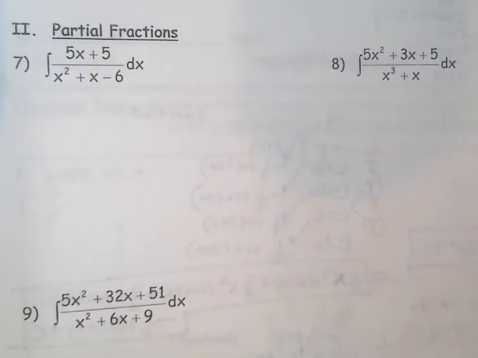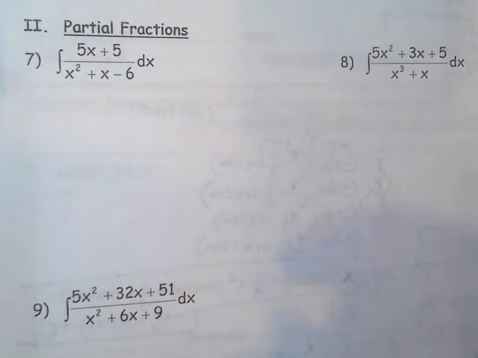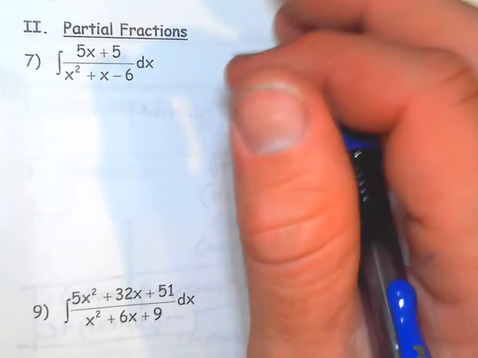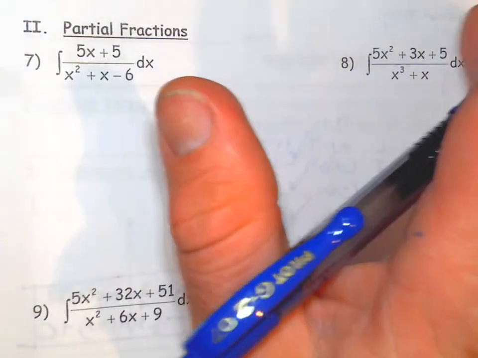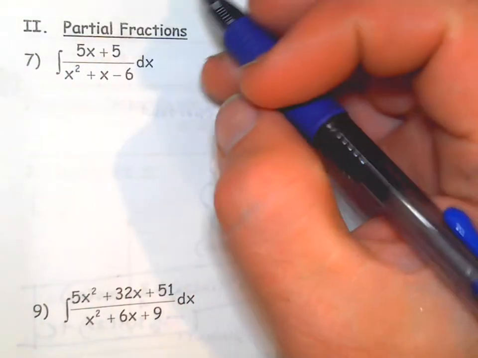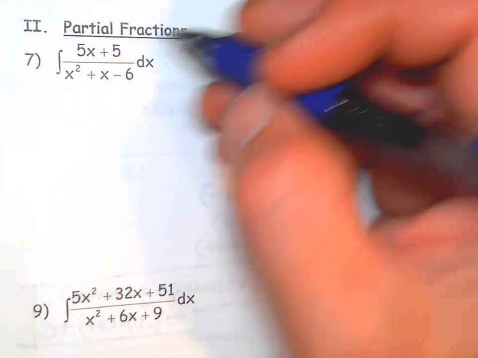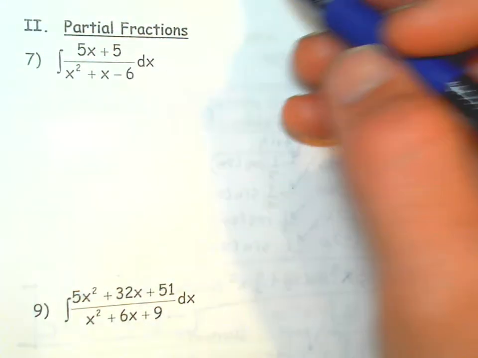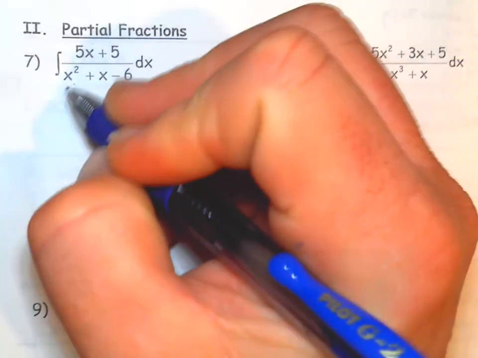Okay, number 7. Now, it says partial fractions. You need to start just recognizing these because they're all going to get mixed up on the test. So, can we use any other techniques? No. Is the degree of the top smaller than the degree of the bottom? Yes. So, I think we're going to use partial fractions. So, we've got to factor this.